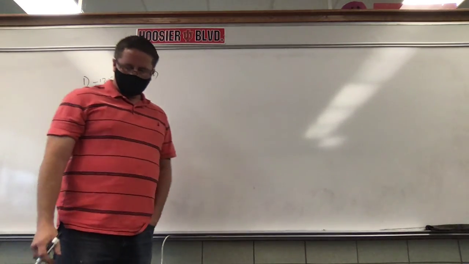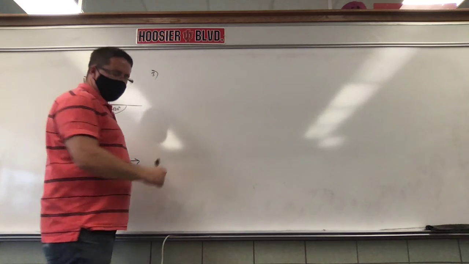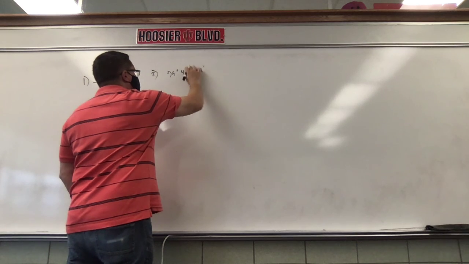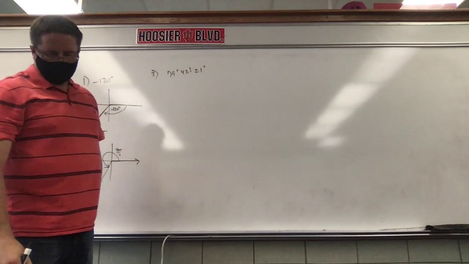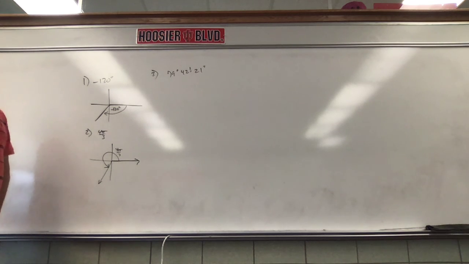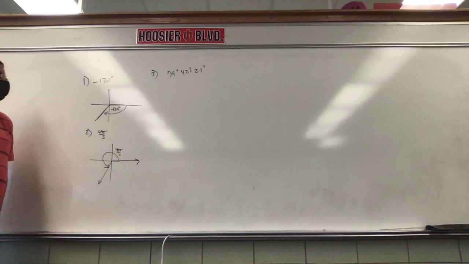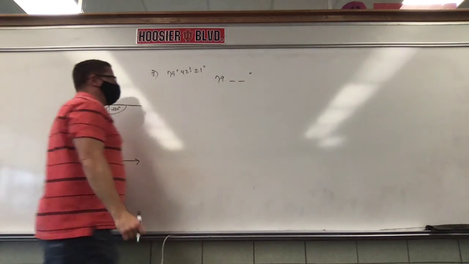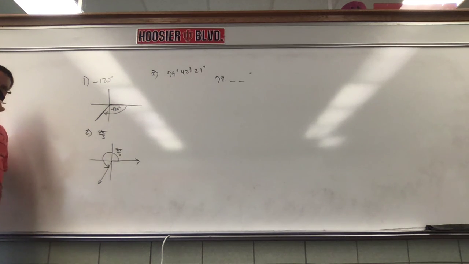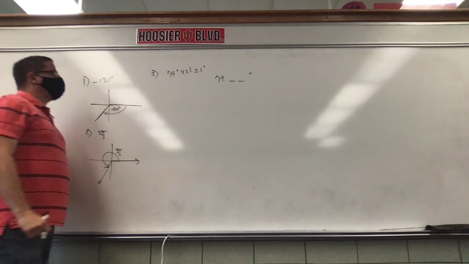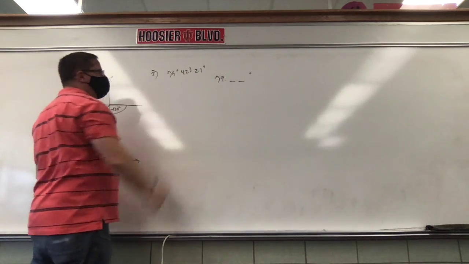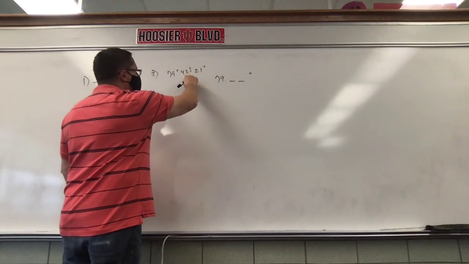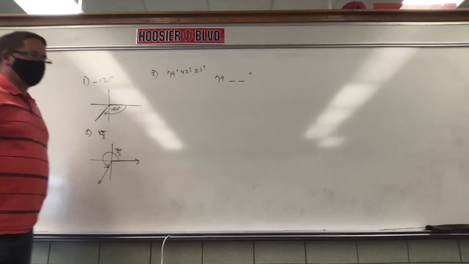Number 3. Oh, man. Okay, convert 79 degrees, 42 minutes, 21 seconds. They want it in decimal degrees, round to 2 decimal places. So we know it's going to be 79 point something degrees. This is one that you'll need a calculator for. And what we need to remember is we have degrees, minutes, and seconds. There's 60 minutes in a degree, and there's 60 seconds in a minute. Therefore, there's got to be 3,600 seconds in a degree.